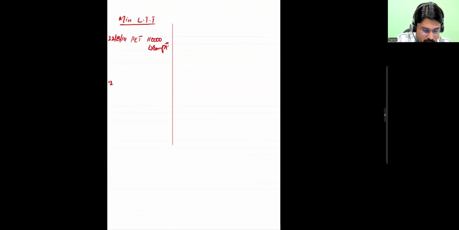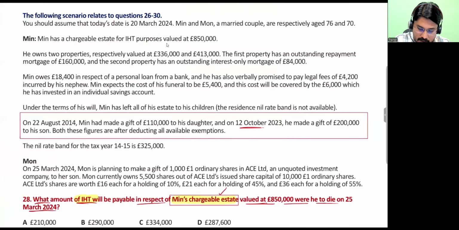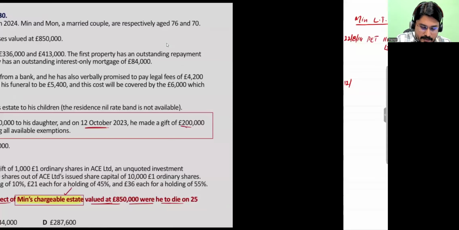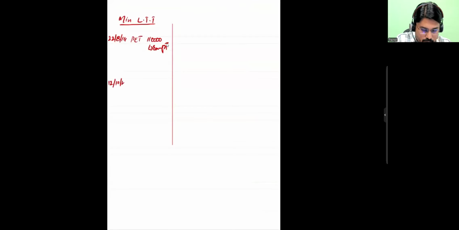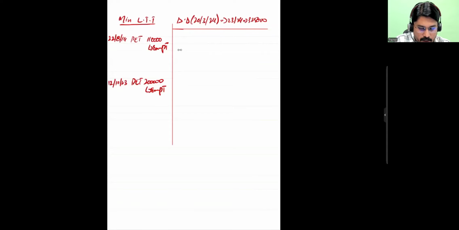The second asset is transferred on 12th October 23, and the asset value is 200,000. This PET of 200,000 remains exempt at transfer time. But the death date of the person, as mentioned in the question, is 20th March 2024. That's fiscal year 23-24, and this year the nil rate band is 325,000. But standing at death time, first of all, we should look back at the lifetime transfers, whether any is within the previous 7 years or not.